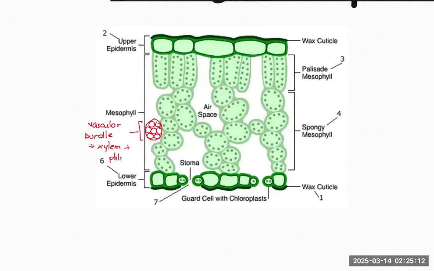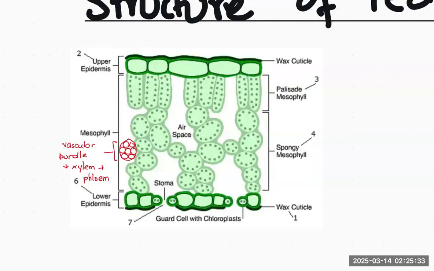Now, let's take a look at each and every one of these parts one by one. Let's start off with the waxy cuticle. Why do we need a waxy cuticle? A waxy cuticle creates a waterproof layer, minimizing water loss. Imagine if you have plants that are in a very hot climate, right? So they would lose a lot of water by evaporation. So to minimize water loss by evaporation, a lot of plants have a waxy cuticle on the top surface.